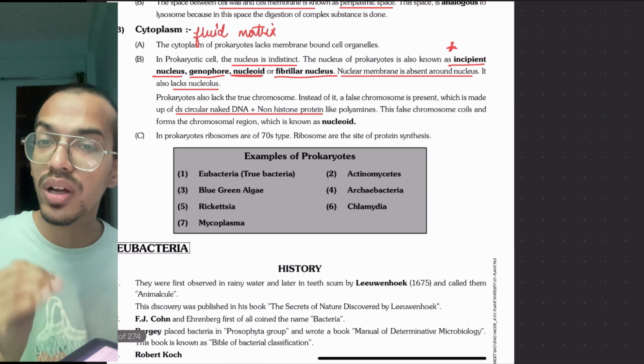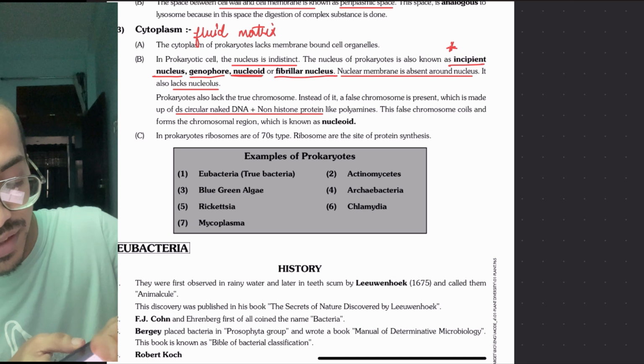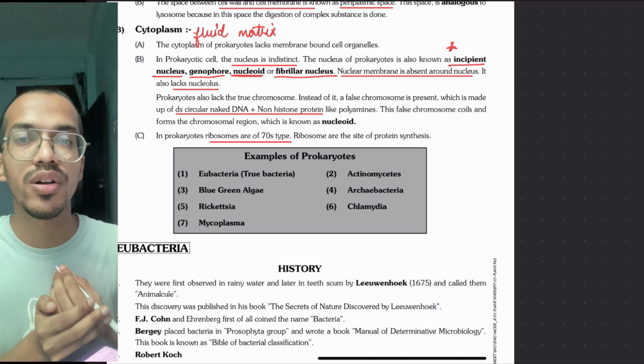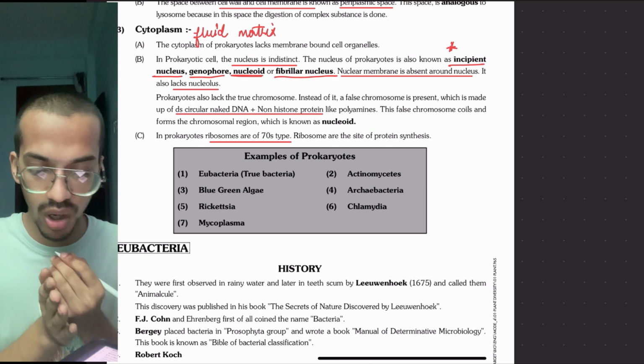Moving on, in the prokaryotes, the ribosomes are 70S. We will learn about them later on, but the ribosomes are important for what? For protein synthesis. Always remember.